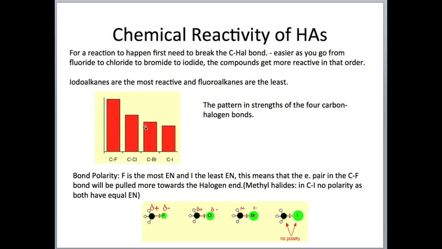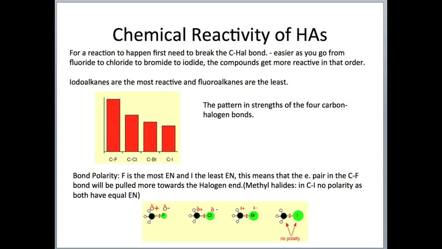Let's consider the chemical reactivity of halogenoalkanes. Here is a pattern in the strength of the four carbon-halogen bonds: the carbon-fluorine, carbon-chlorine, carbon-bromine and carbon-iodine bonds. For a reaction to happen, we first need to break the carbon-halogen bond. So it's easier as you go from fluoride to chloride to bromide to iodide, as represented here, as the compounds get more reactive in that order. So iodoalkanes are the most reactive and fluoroalkanes are the least. This is shown by this pattern here.